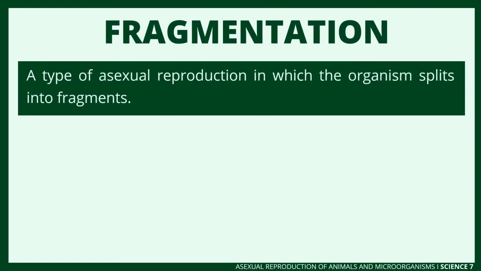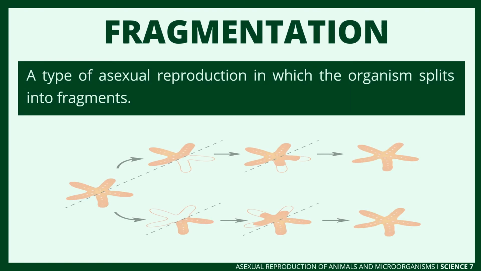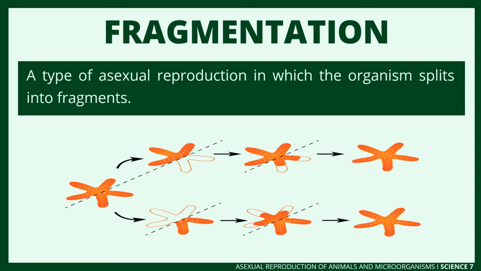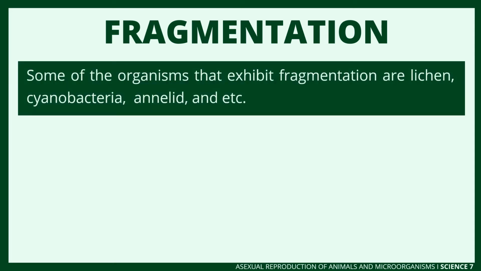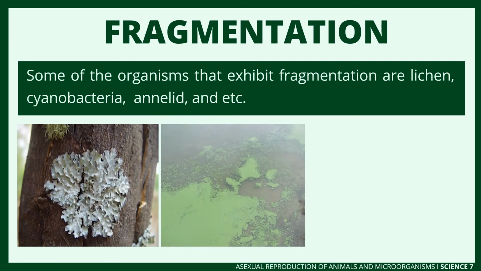Another type of asexual reproduction is fragmentation. In this type of reproduction, the parent organism splits into fragments and each fragment grows into complete individual organisms that are clones of the original organism. Some examples of organisms that undergo fragmentation as a way of reproduction are lichens, cyanobacteria, annelids such as earthworm, ragworm, and leeches.